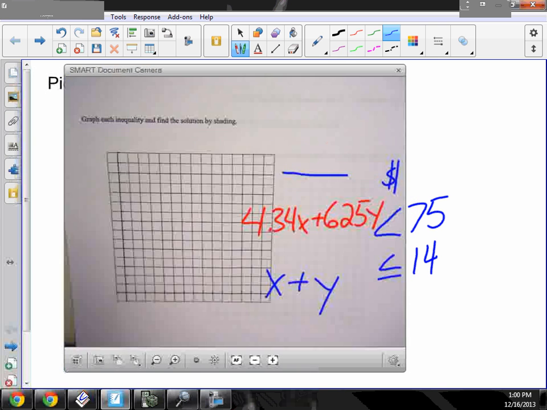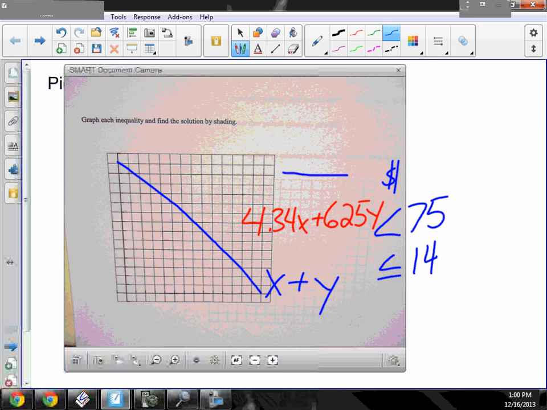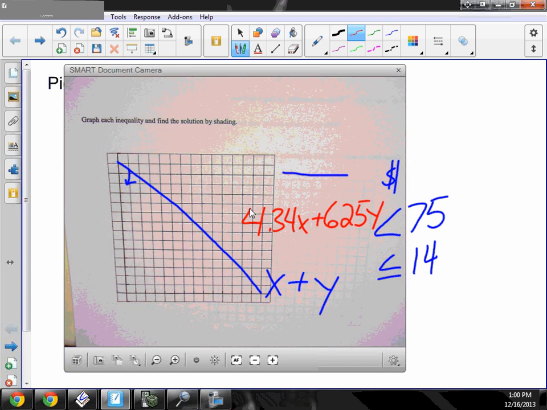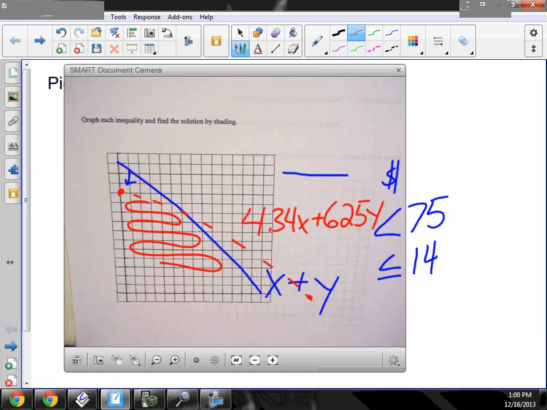So when I graph this, I get a solid line from y equals 14 to x equals 14, and I'm going to shade below. What are the intercepts for the money equation? So 12 and 17 point something out here. And it's a dotted line. And then you're going to shade below that one. So that would be the intersection of those. So we could buy 1 carton of each, or there are lots of different possibilities.